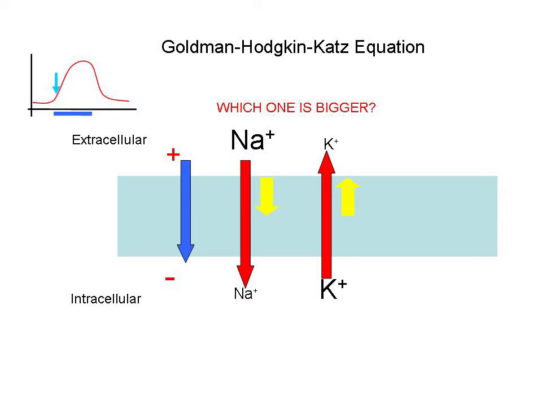If the conductance for sodium and potassium is the same, then the sodium influx will be bigger than the potassium efflux, the outgoing flux. Okay? So which means that there is a net inward positive ion flux, which further decreases the polarization of the cell, which means further depolarization.